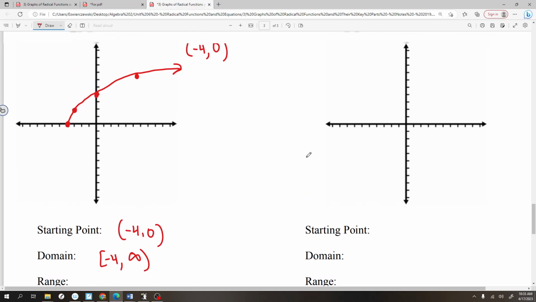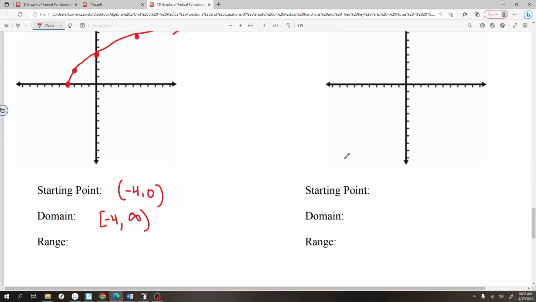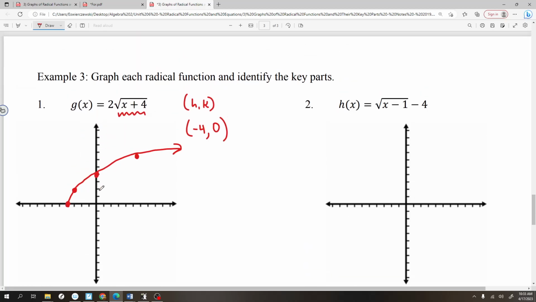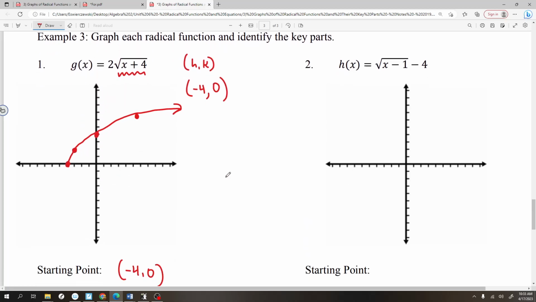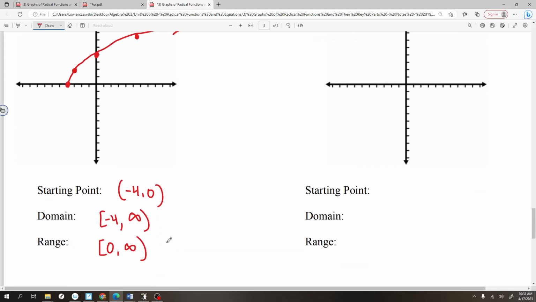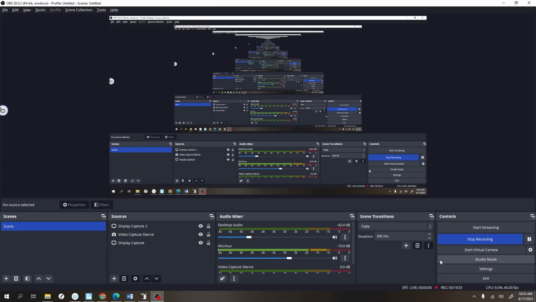Now, range is how low can it go? Can it go down low? It can go to the floor, but not lower. So we would start at 0, and how high could it get? Infinity. I know sometimes for the range, it looks like it's kind of leveling off. You could argue that, but it still is going to go to positive infinity. Let's stop there. I'm going to pause the video. We'll see how bad this video is.